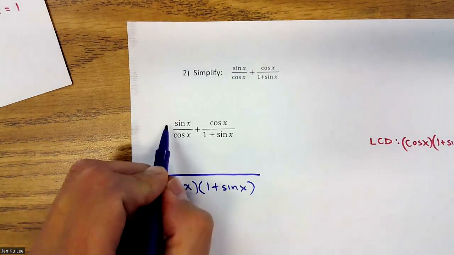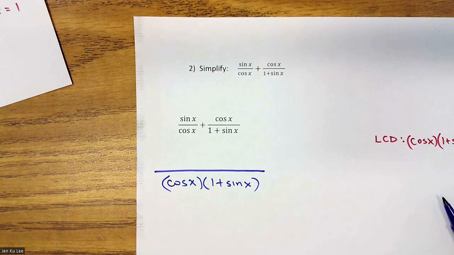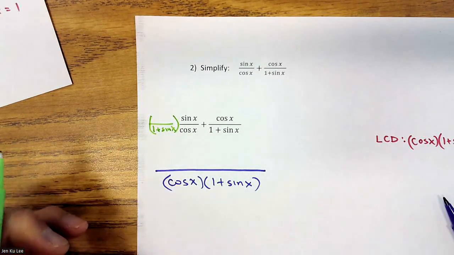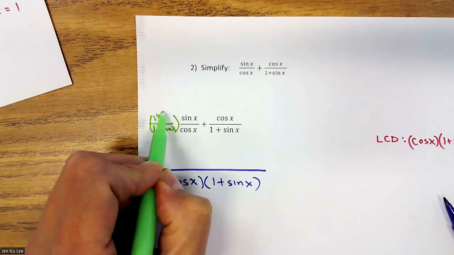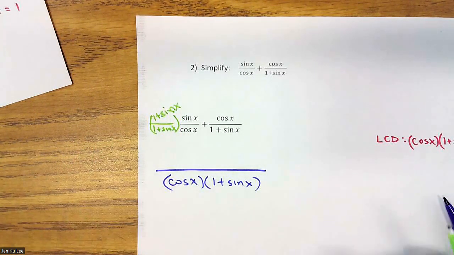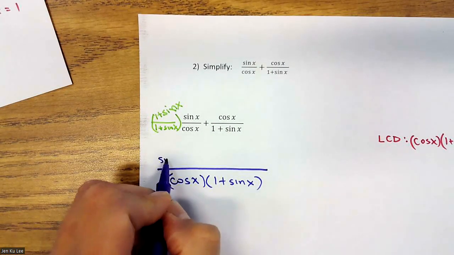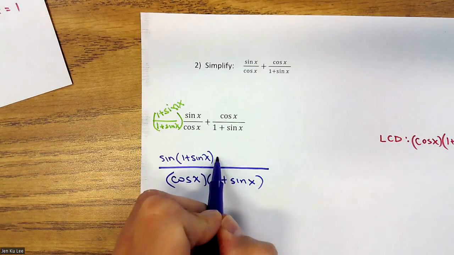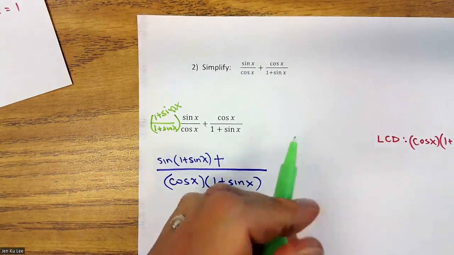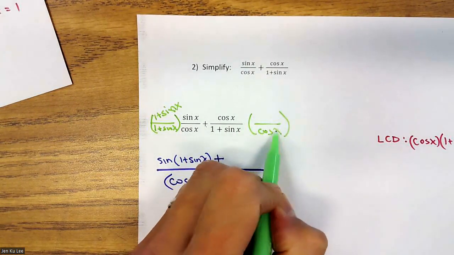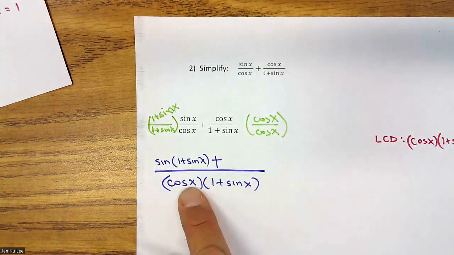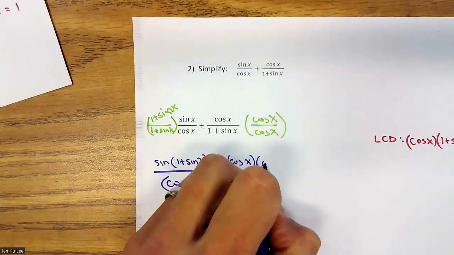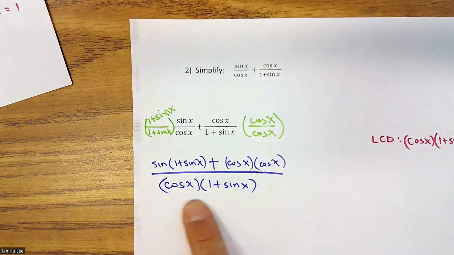So here I have to multiply this by 1 plus sine of x, okay? But whatever I do to the bottom, I have to do to the top, 1 plus sine of x, right? So this would be sine times 1 plus sine of x, okay? And that plus becomes this plus. Here, I would need to multiply top and bottom by cosine of x, right? To get the same denominator of this. So here I would have cosine of x times cosine of x, okay? The denominator I want to keep as is.